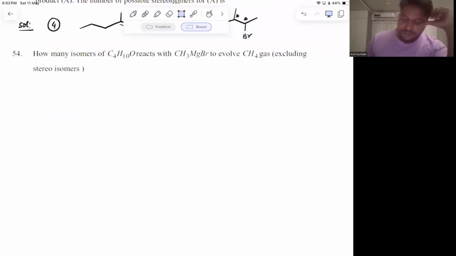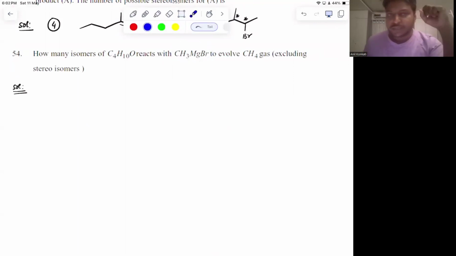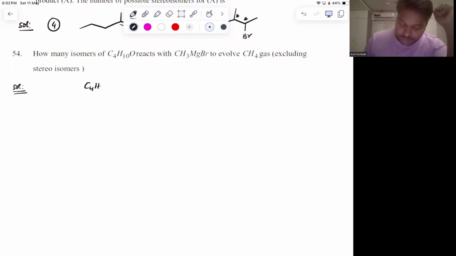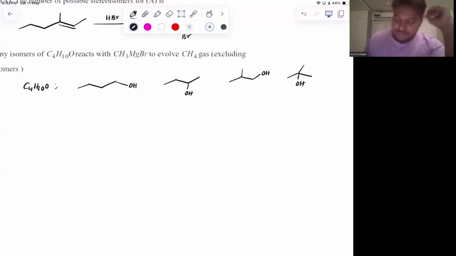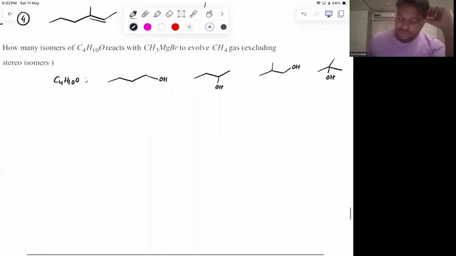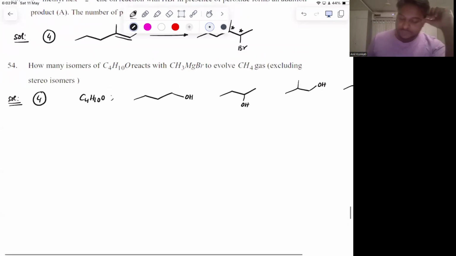How many alcohols? Because you will notice that CH3MgBr will only react with alcohols to extract that proton and convert into CH4. So C4H10O, how many molecules can I have? See, this is one straight chain. Then OH on the second position. Then I can have this isobutyl alcohol. Then we have tert-butyl alcohol. So how many such alcohols could I get? 4 such alcohols. Done.